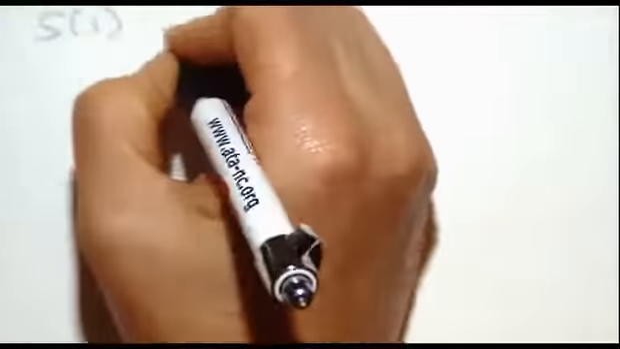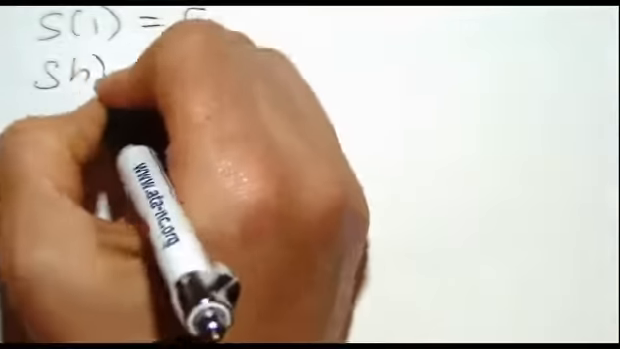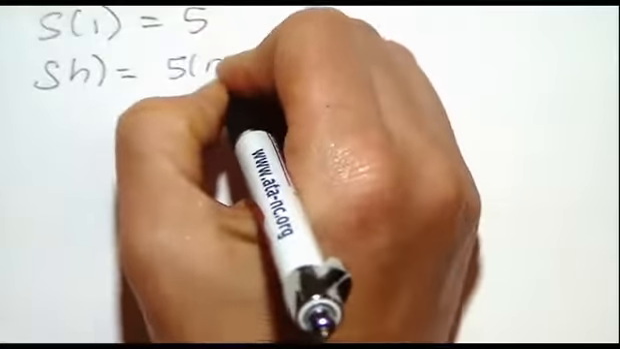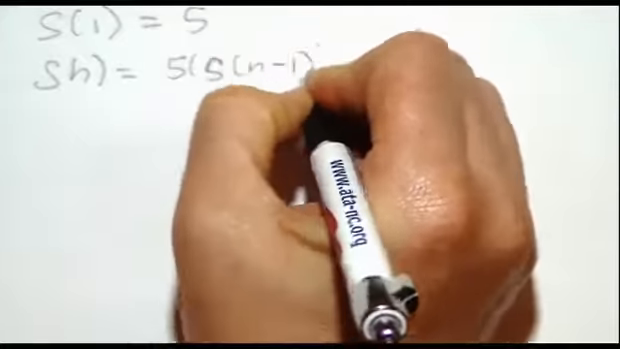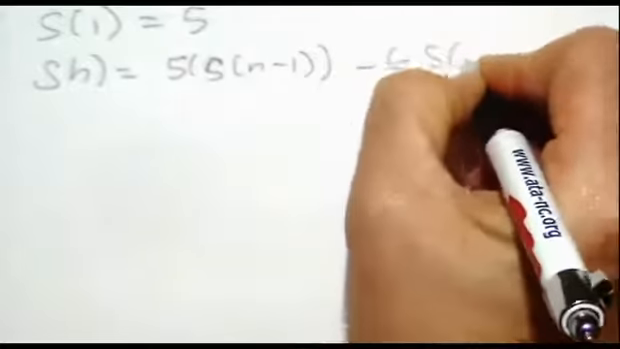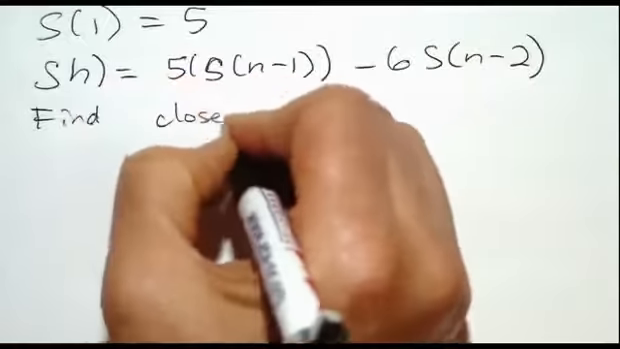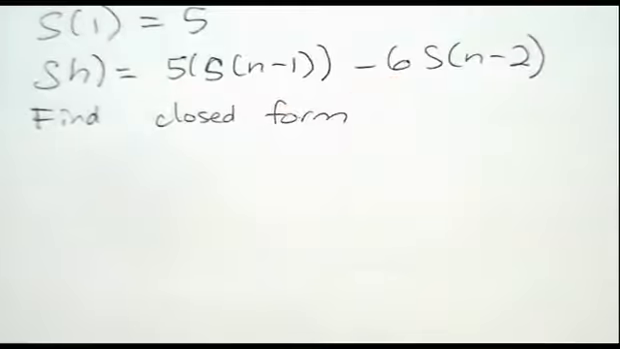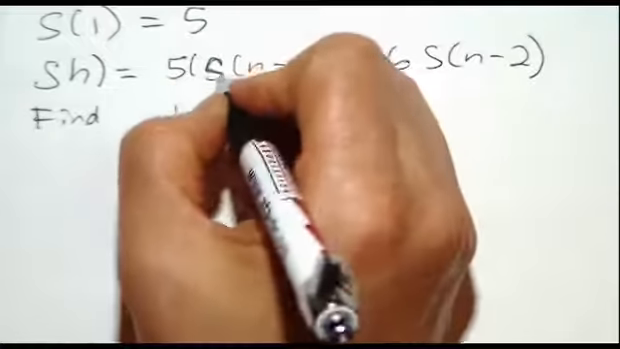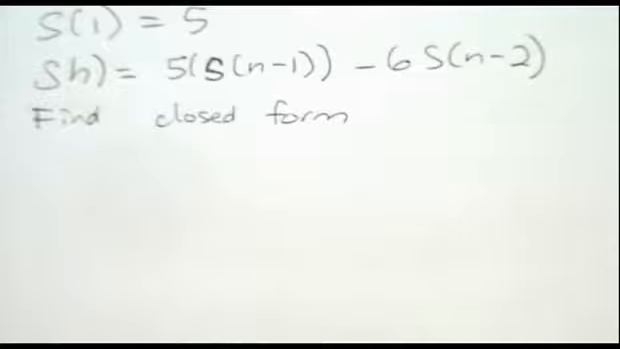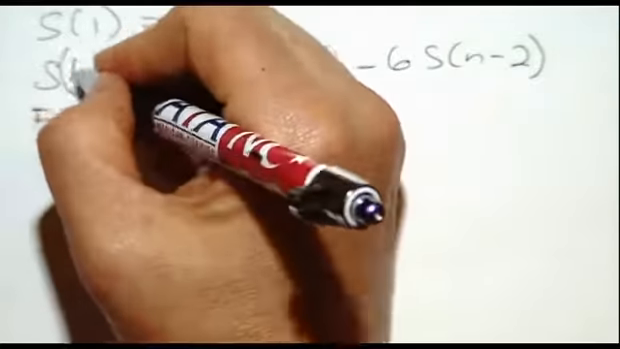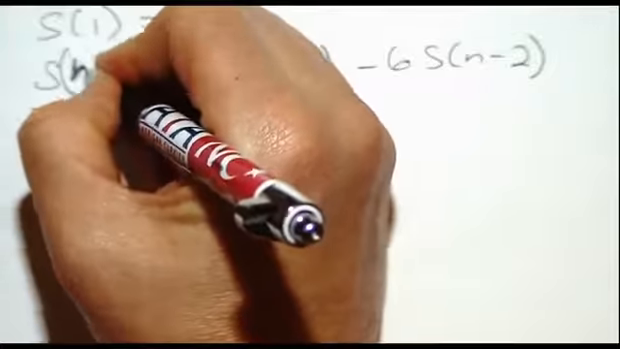So we're going to do an example problem. We're going to do example 4.1 from your packet. S of 0 is equal to 2. S of 1 is equal to 5. S of n is equal to 5 times S of n minus 1 minus 6 times S of n minus 2. And I want to find the closed form. That's an S, that's a 5, sorry. So this recurrence, oh, that's what you were wondering what the heck that was, sorry.